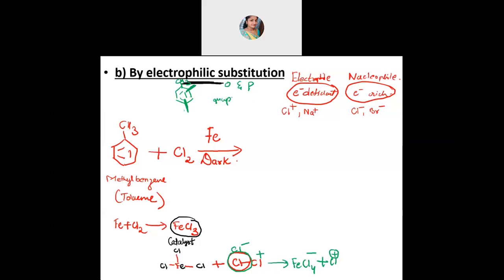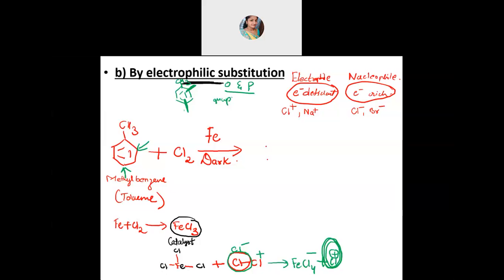Such types of groups are called ortho para directing groups, because the CH3 group is a donating group. Any donating group will give electrons to the benzene ring, and there will be more electron density at the ortho and para positions. So the electrophile which is generated, that is Cl plus, will either go and attack at the ortho position, or attack at the para position. So two compounds we are going to get here.